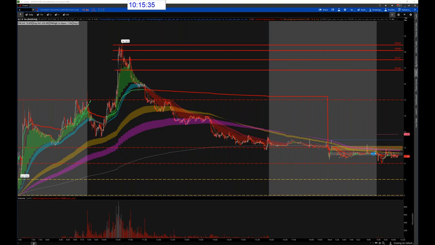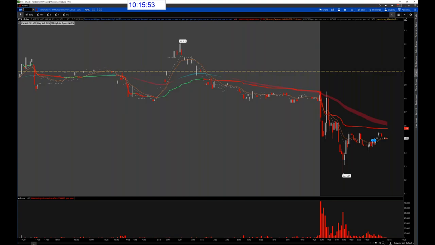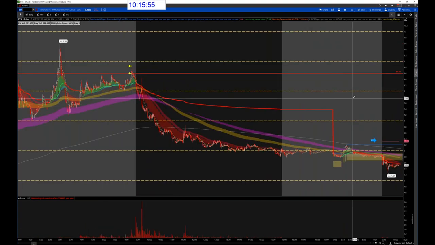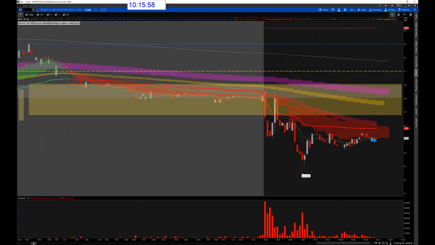This morning we are looking for a fader, so reason to short. My plan was to short into the 1240, $1,230 area, never came, so no trade over here. Then we had BTX, another day two. This worked perfectly.